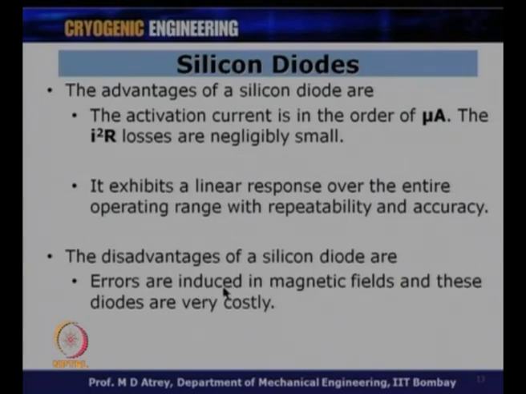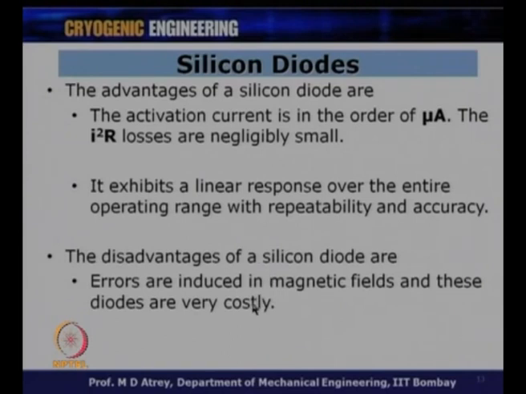Alright. So, if you have a very small magnetic field, but you have some magnetic field, it will show some weird readings basically. So, silicon diode cannot be used in magnetic field active places. And the second disadvantage is the diodes are of course costly. I mean, these sensors are much costlier as compared to thermocouples and PT100.